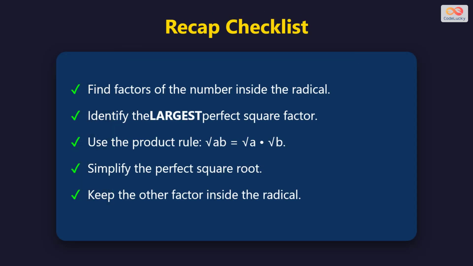Let's recap the steps to ensure you get it right every time. First, find factors of the number inside the radical. Second, and most importantly, identify the largest perfect square among those factors. Third, use the product rule to split the radical. Fourth, simplify the perfect square into a whole number. And finally, keep the remaining non-perfect factor inside the radical sign.